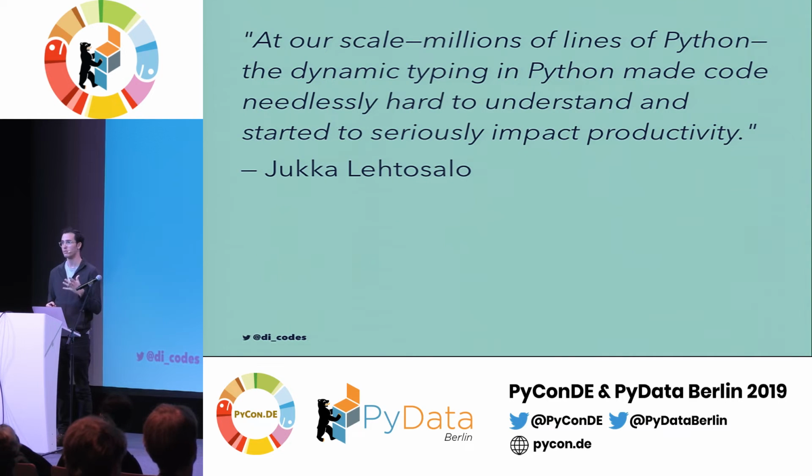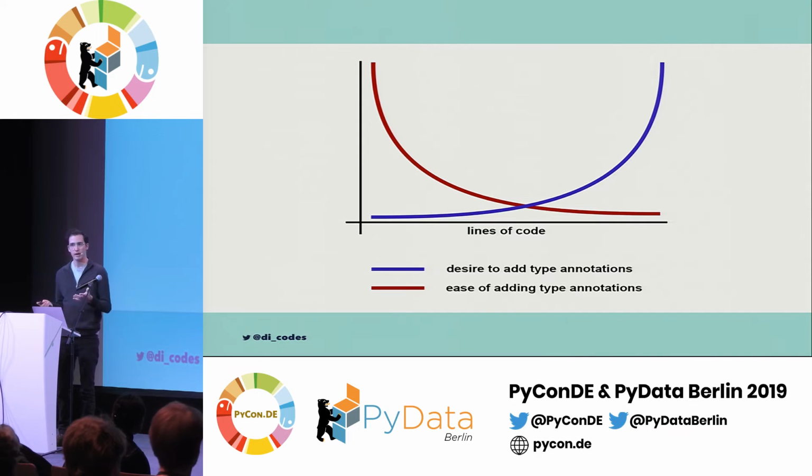dynamically typed Python code was needlessly hard to understand and actually was impacting developer productivity. And this is true across all these other organizations as well. The lack of static typing in Python was a serious liability for the adoption of Python at that scale. So if you haven't yet, you should look at this graph. If you haven't added static typing yet, that is.